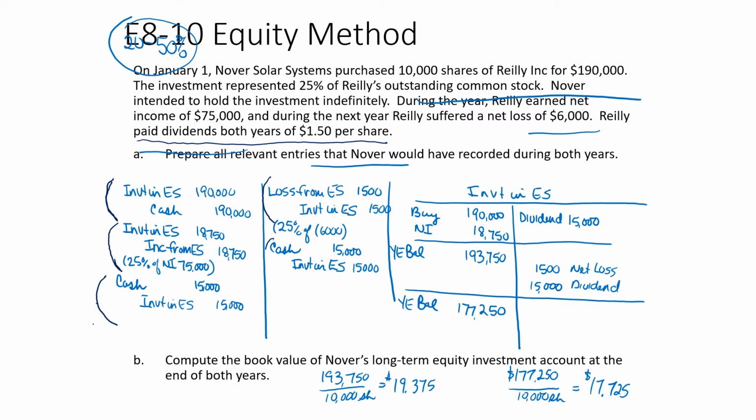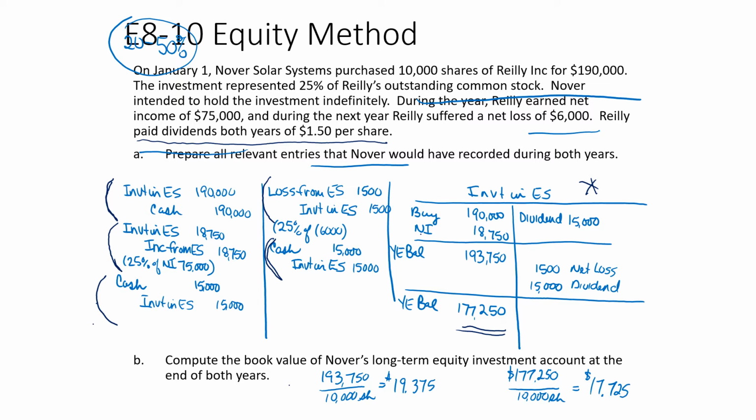And then the second entry has to do with the dividends that were declared and paid. Debit cash, credit investment in equity securities. I can also show it in the T account so that I can see at the end of the second year I have a balance in that account of $177,250.